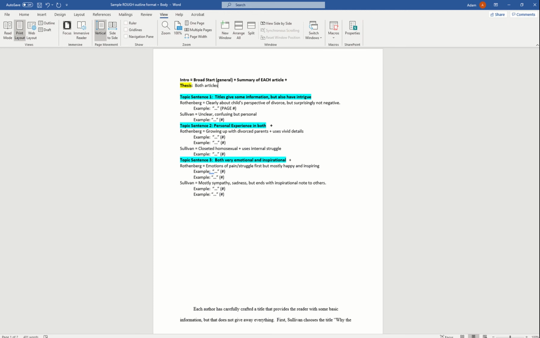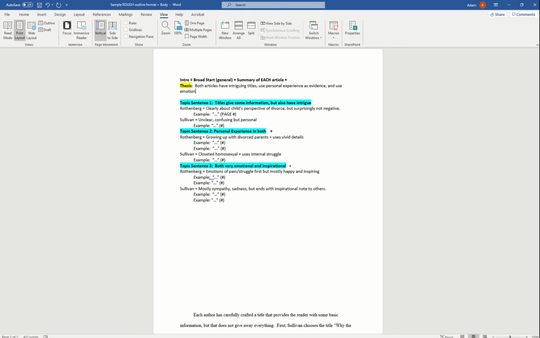Both articles have, I'm just going to go with intriguing. And I might change that word later. Intriguing titles. Both articles have intriguing titles, use personal experience as evidence, and use emotions to get their points across.